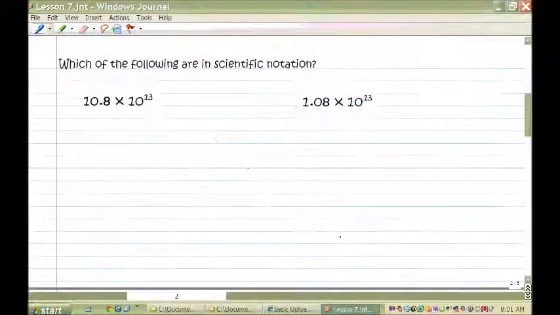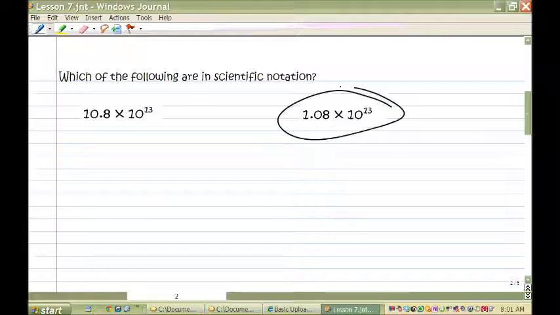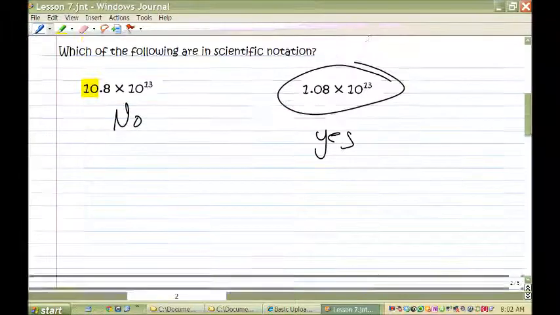Which of the following are in scientific notation? So I have two of them up here. One of them is. Look at it. You just say, oh, it's this one. And you know it's that one because of the number out in front. When you look at the one on the left, you have a 10 out in front. And it's supposed to be a 1 to 9. So this one, no. This one, yes. Pretty easy, right?